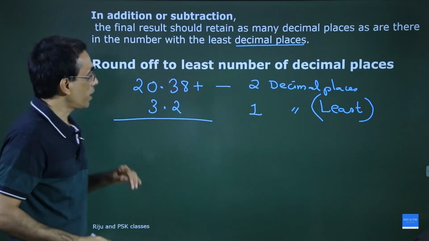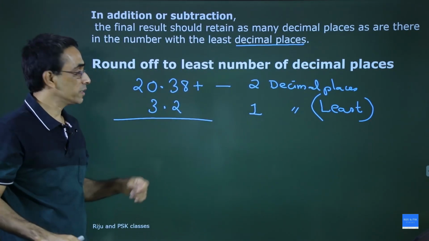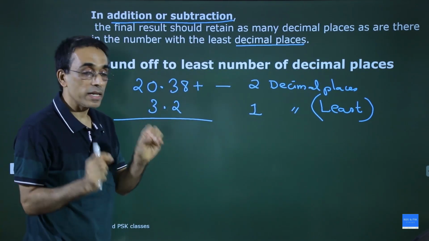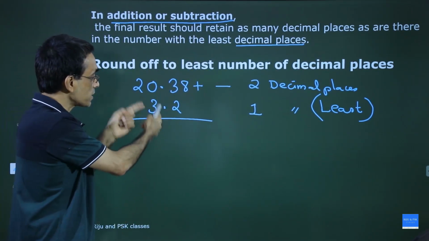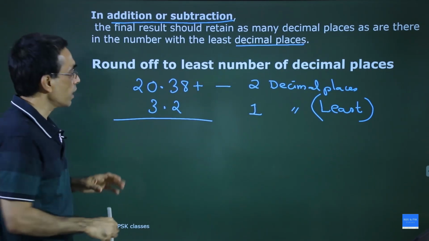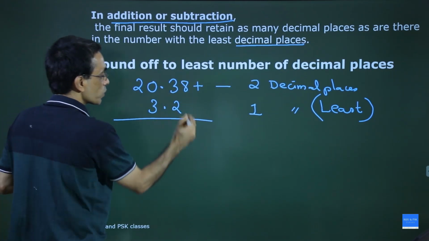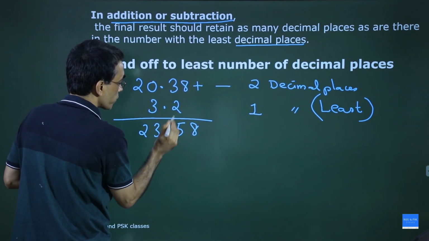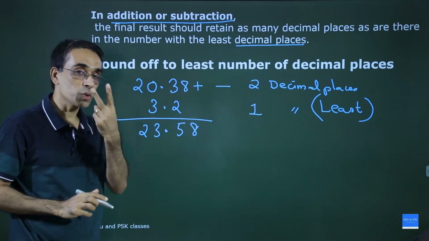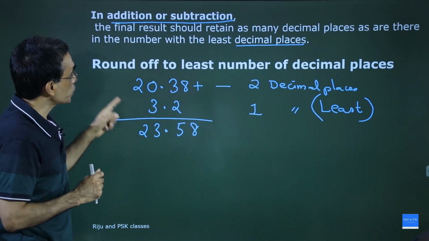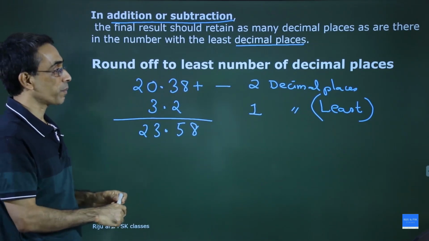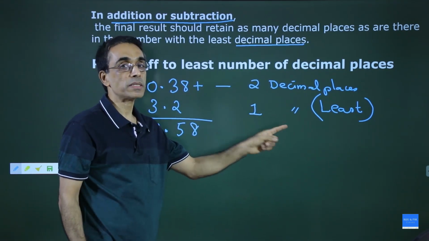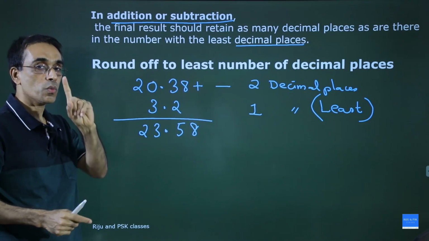Understood? Out of the numbers that you are going to add, check, and it is the same for addition and subtraction, which number has the least number of decimal places. You can see the second number has the least. Now you add them just like you normally add. So what is the answer here? It is 8. 3 plus 2 is 5. This gives you 23.58. But this has 2 decimal places, and you should round off to the least number of decimal places. Out of the two numbers you added, the second number has only one decimal place. That means your answer should be rounded off to one decimal place.